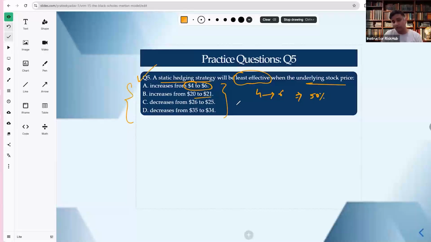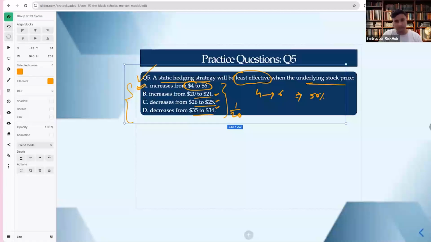Here the change is small. It is 1 by 20. The next change is 1 by 25. It is 1 by 34. Here the changes are small, right? The massive change of 50% is happening here, right? So static hedging is least effective here. You need to have dynamic hedging here. This is a very, very interesting question, right?